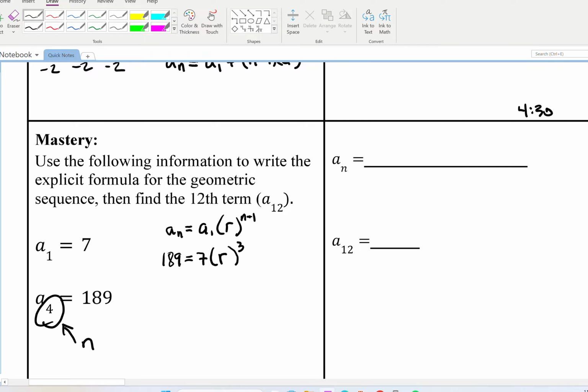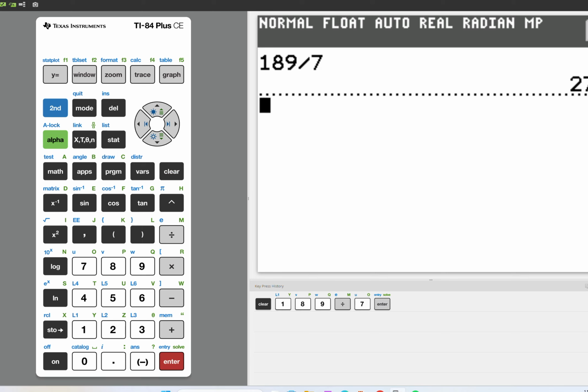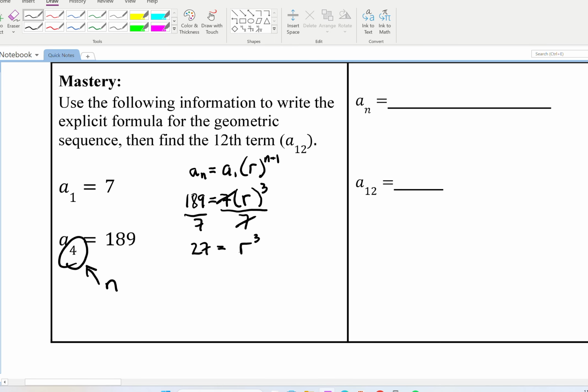And so if I divide both sides by 7, if I take 189 and divide it by 7, I get 27. Over here it cancels. And 27 then is equal to r cubed. Now, I can take the cube root of both sides, because the cube root will cancel that cube, so then r is the cube root of 27.